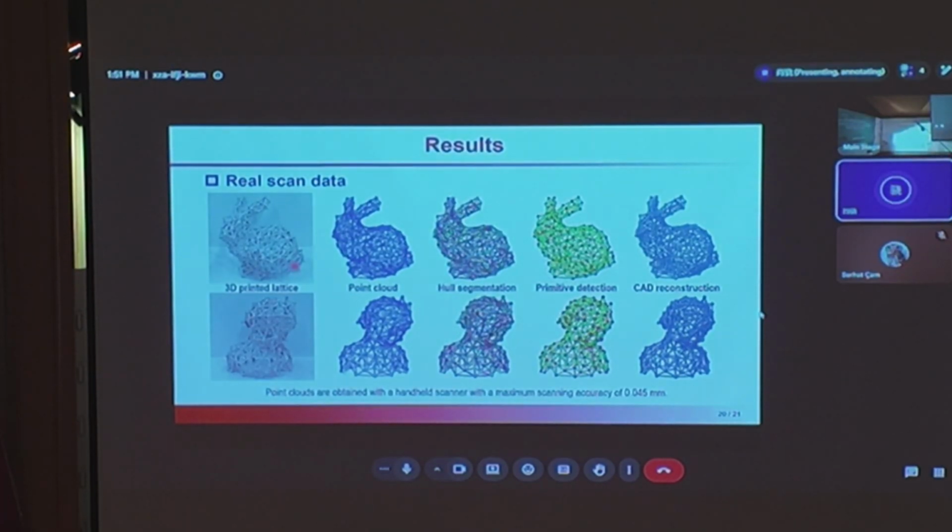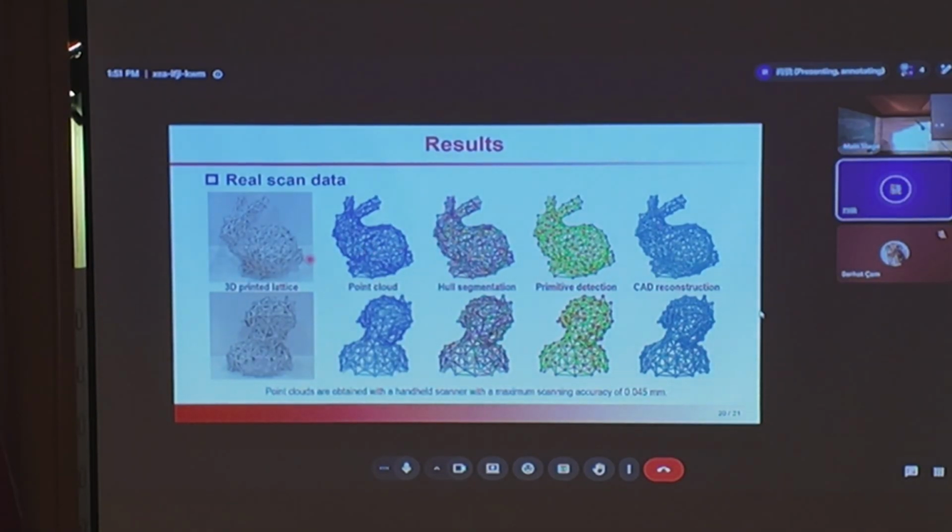These are two examples of the 3D printed lattice. As we see, our method can robustly reconstruct the CAD models of the 3D printed lattice, and we compared the CAD models that we reconstructed with the original CAD models. The error is at the same level as the scanning accuracy, which also shows that our method is robust and accurate.